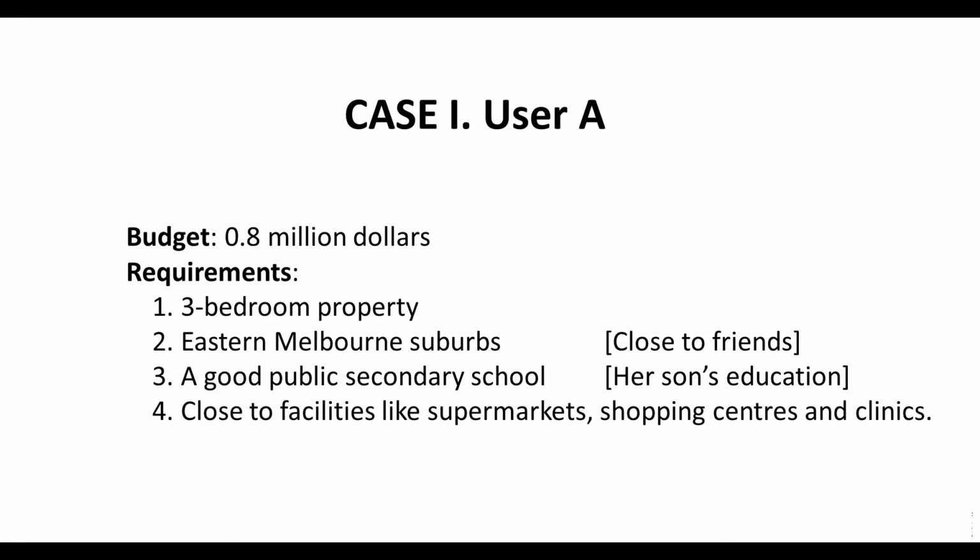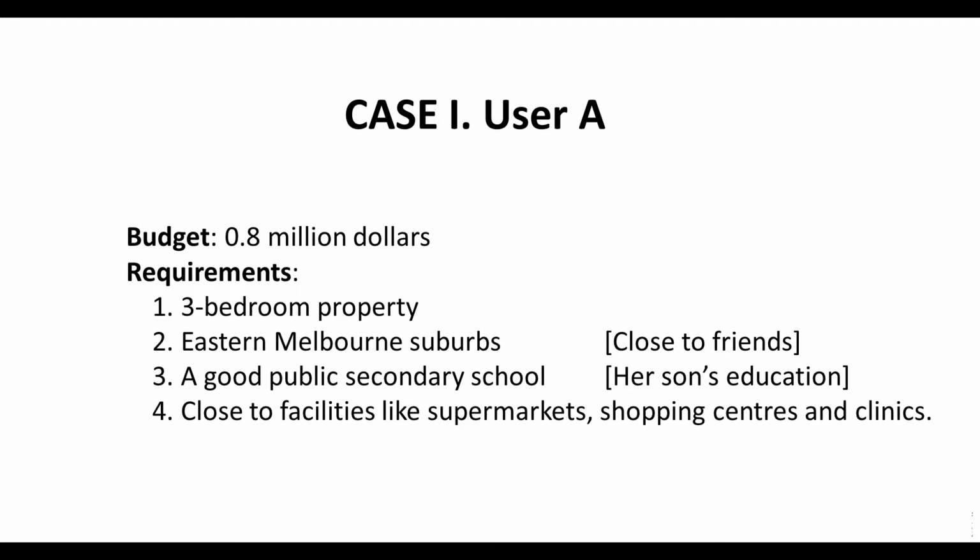User A had a budget of $0.8 million to buy a 3-bedroom property in the eastern Melbourne suburbs where most of her friends live. As a parent, she preferred a property within a good public secondary school zone and close to facilities like supermarkets, shopping centers and clinics.